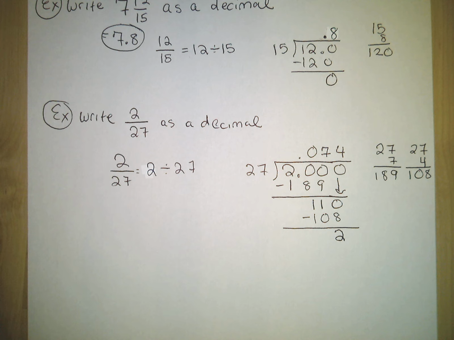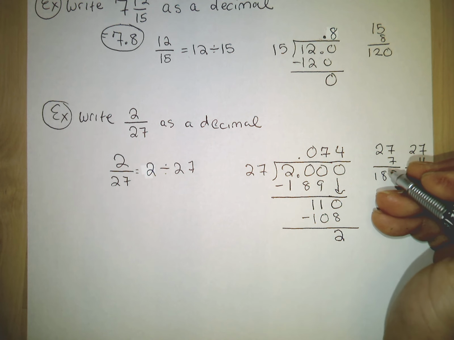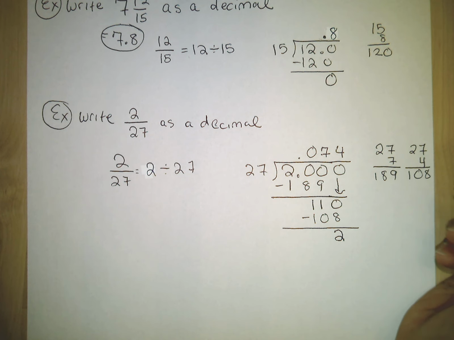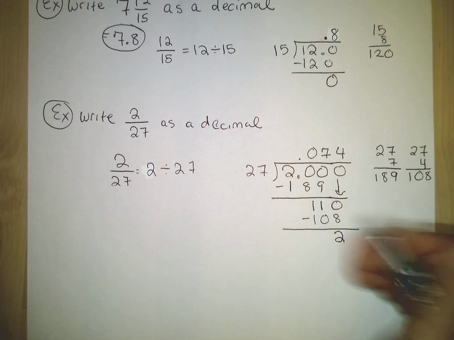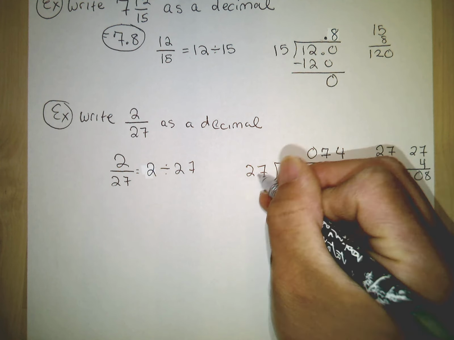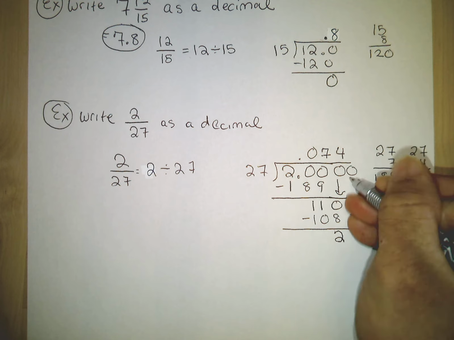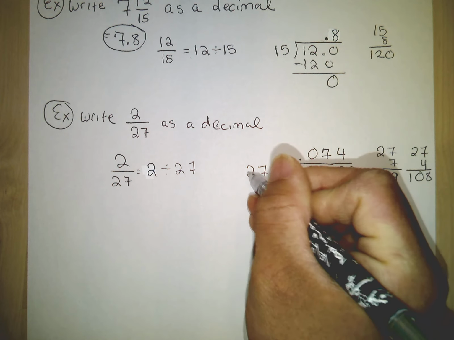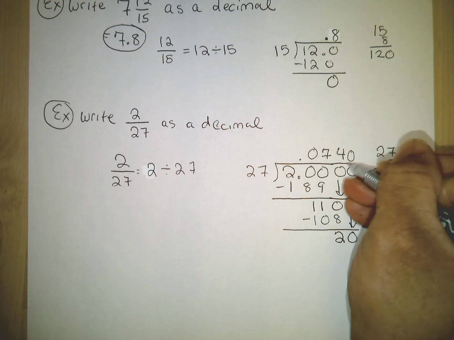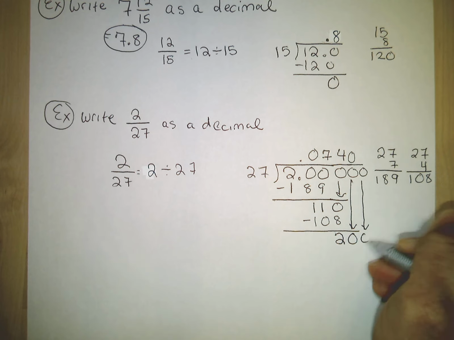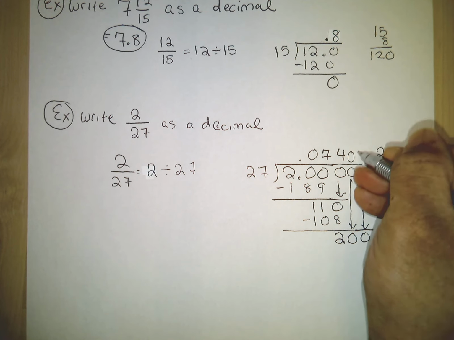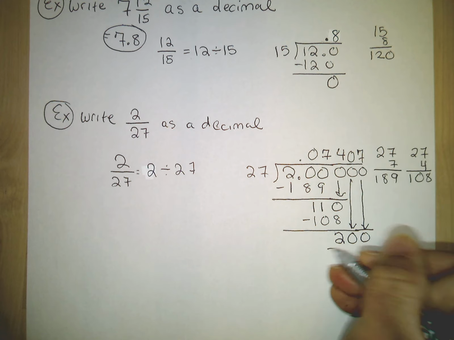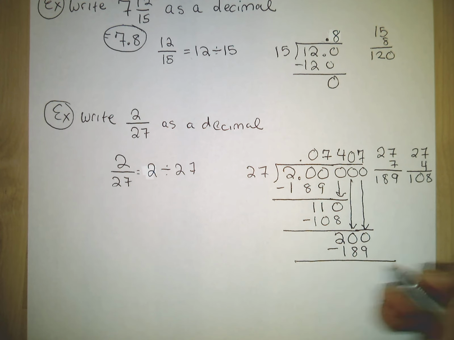And then we see that we are right back where we started from, because 27 doesn't go into 2, so we bring down a 0. 27 doesn't go into 20, so we need to bring down another 0. But then 27 goes into 200 7 times, and 27 times 7 is 189. So 200 minus 189 is 11.